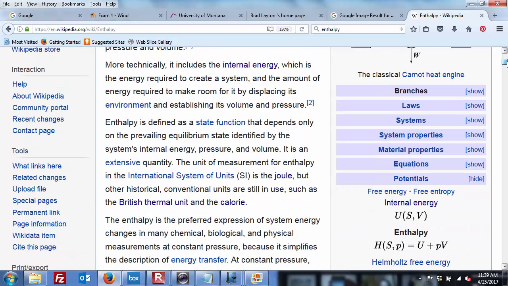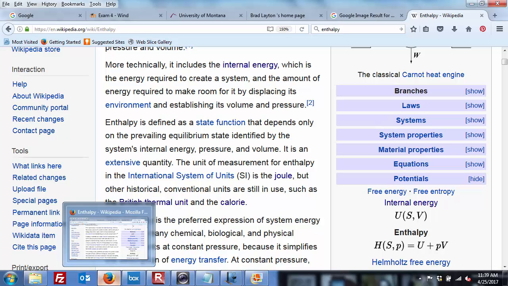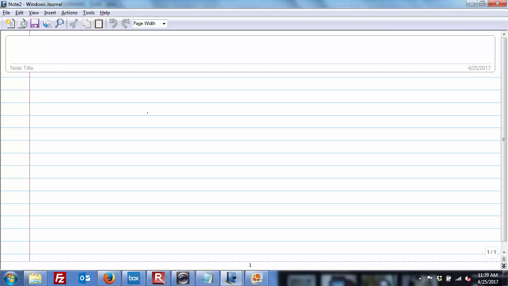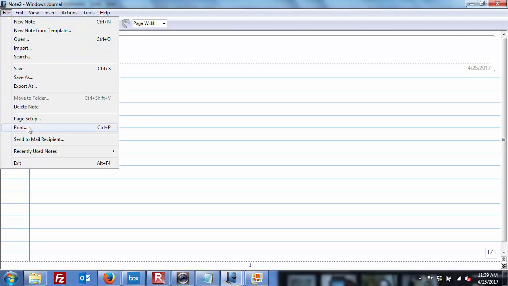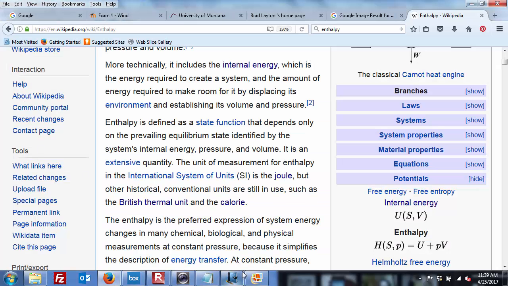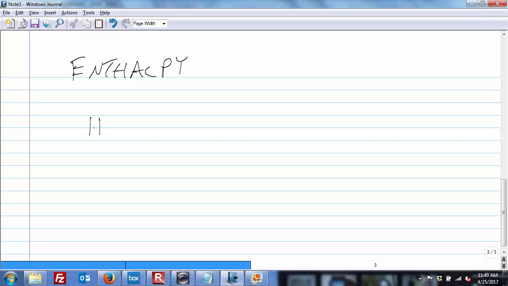There are a couple different ways, and a lot of times it's written with an H, but the nice thing about it is it has the same exact units as energy. So enthalpy, typically H, has dimensions of mass times length squared over time squared, and it's measured in joules.